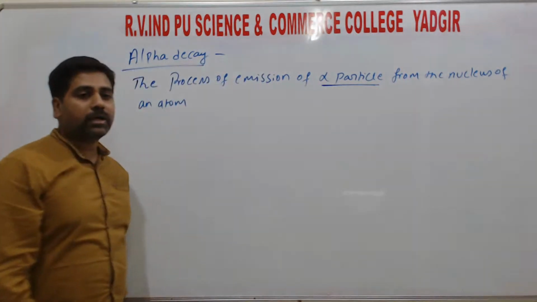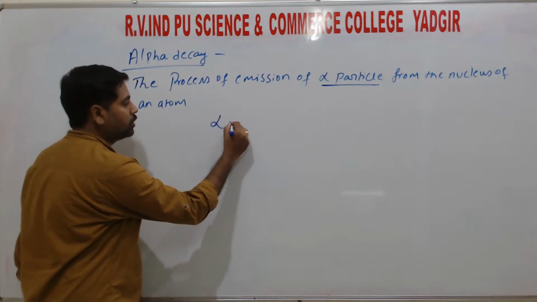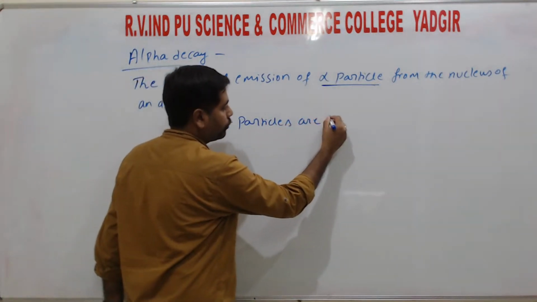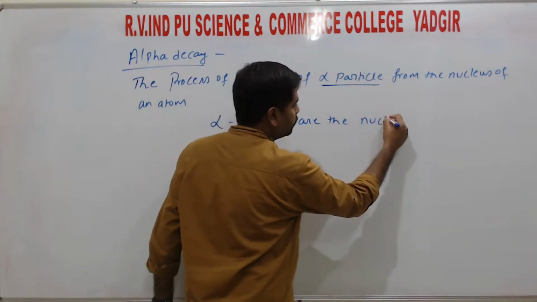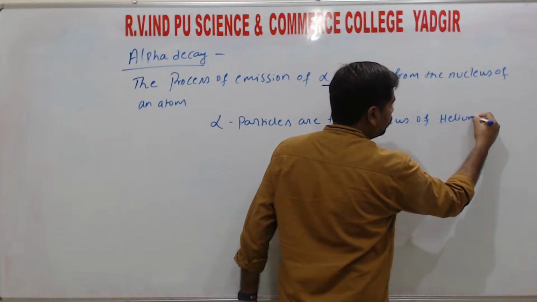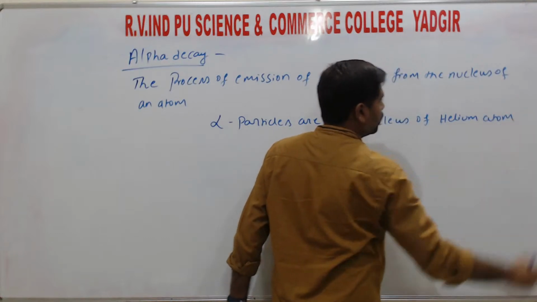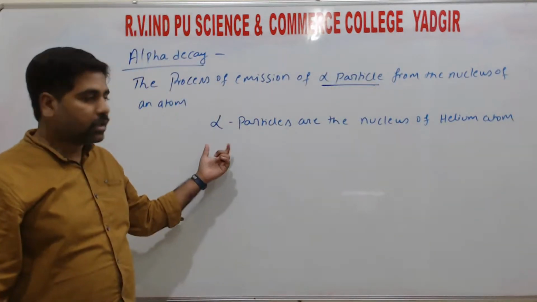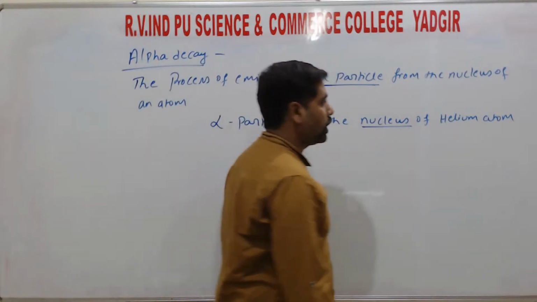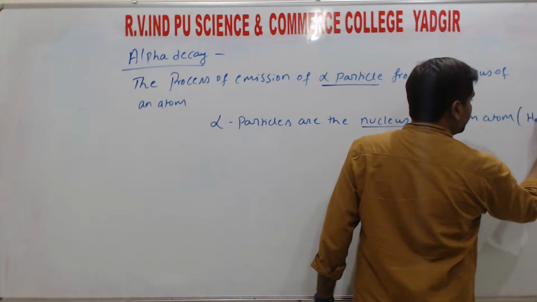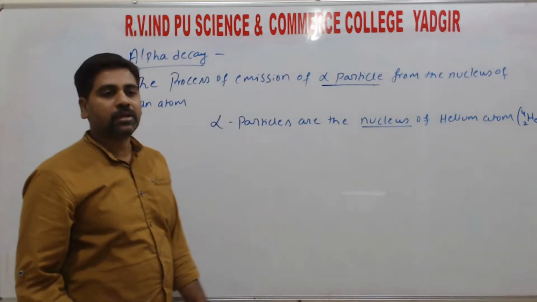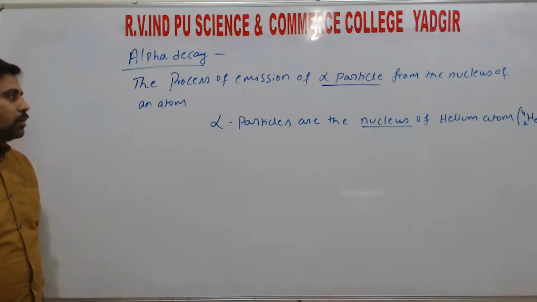So what are alpha particles? Alpha particles are the nucleus of the helium atom. The helium atom is He4, that is, its mass number is 4 and its atomic number is 2.